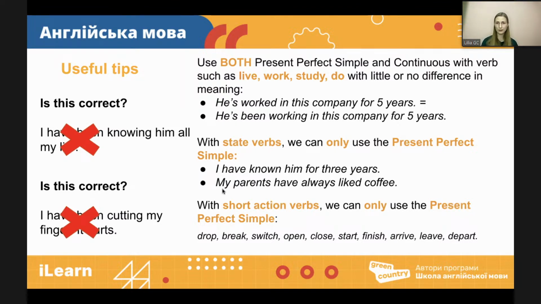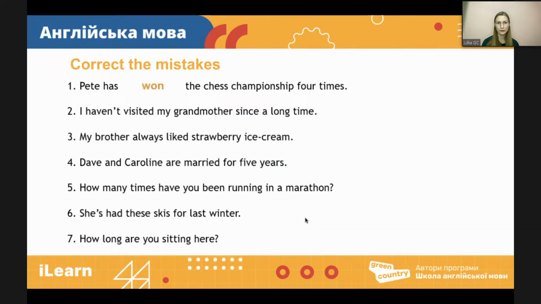So we end in like 1 or 2 minutes. I will keep you a bit longer if you don't mind. So we have to correct the mistakes. First, is already here. What about number 2? I haven't visited my grandmother since a long time. What do you think? What is wrong?